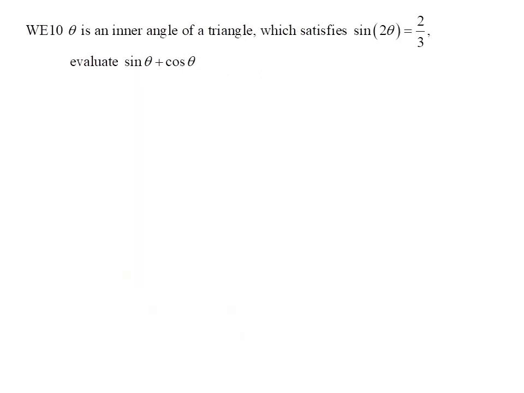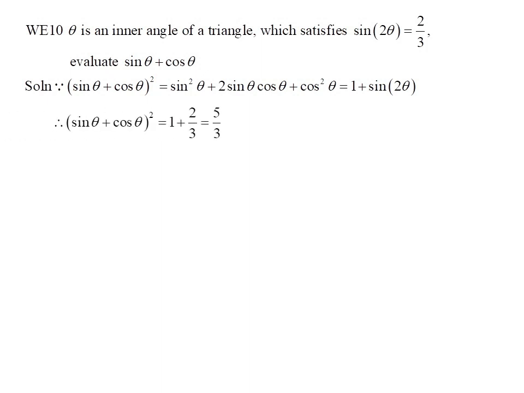Example 10 is to evaluate sine theta plus cosine theta, given that theta is an inner angle of a triangle and sine 2 theta equals 2 over 3. According to the given criteria, we square the expression of sine theta plus cosine theta, and then it becomes 1 plus 2 sine theta cosine theta, which equals 1 plus sine 2 theta.